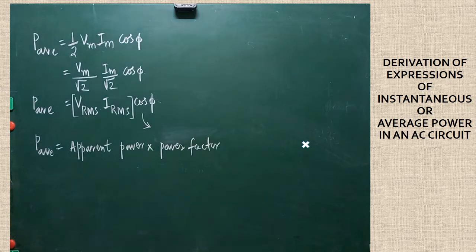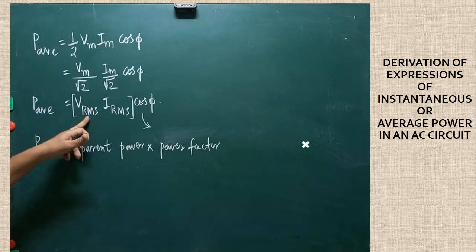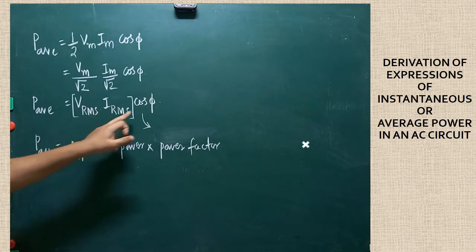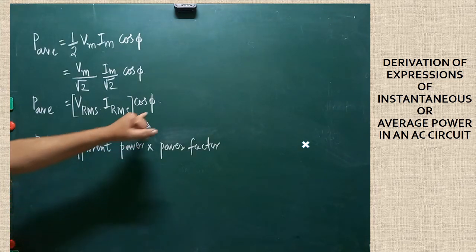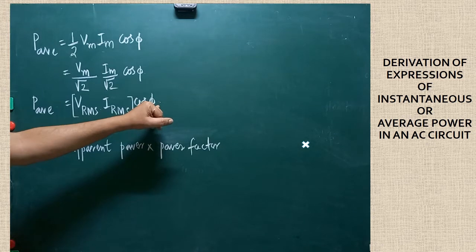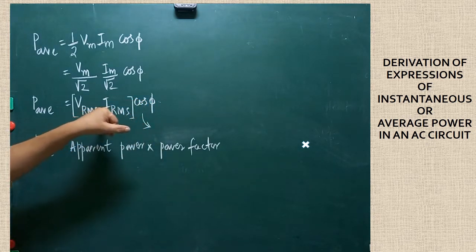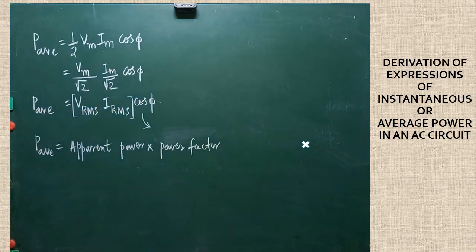Problems will be asked. They will give the value of Vrms, they will give the value of Irms. By knowing these two, and by knowing the phase difference between E and I, voltage and current, we have to find out the phase difference, substitute the value of phi and substitute the value of Vrms and Irms, you will get P average. Okay.